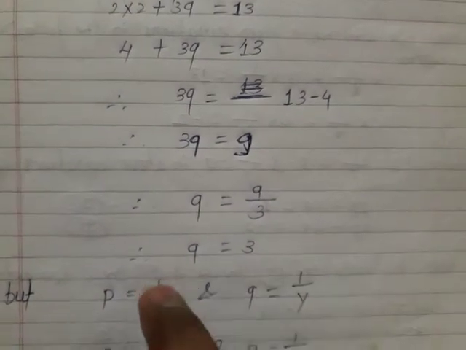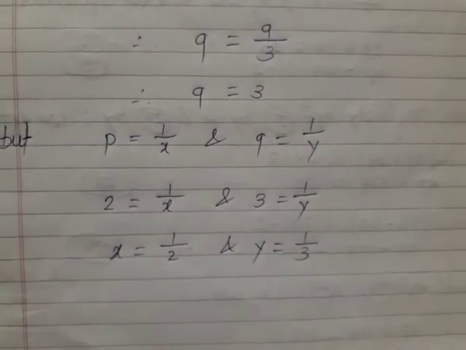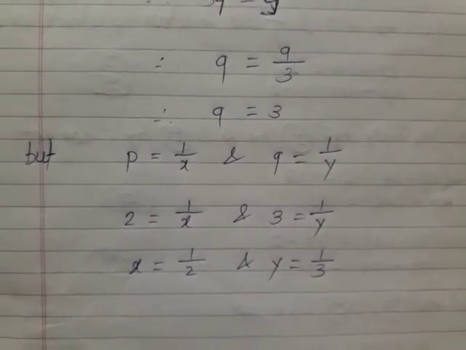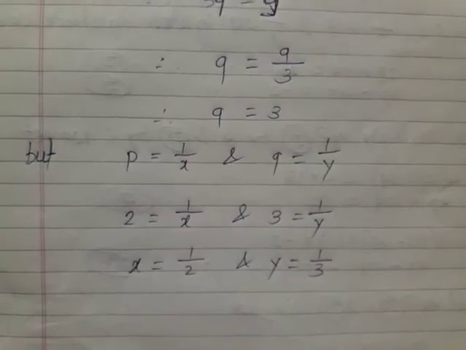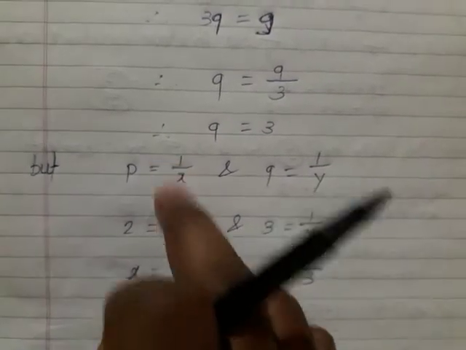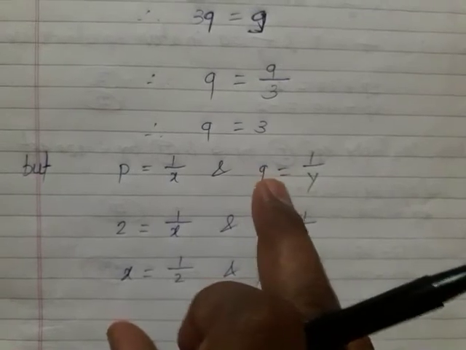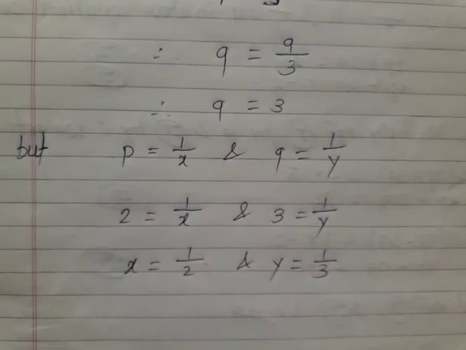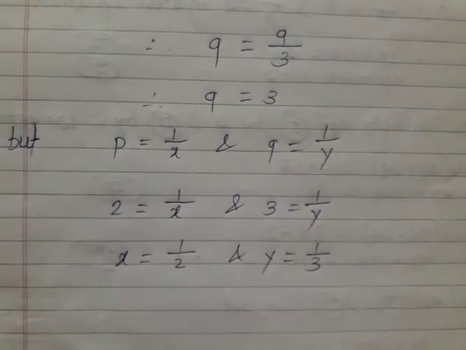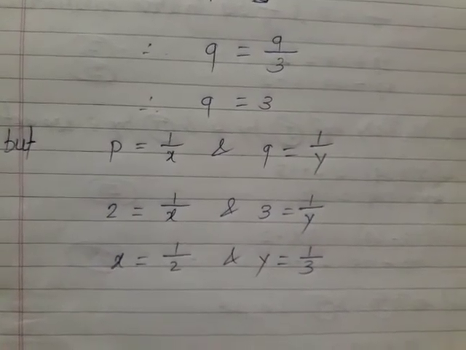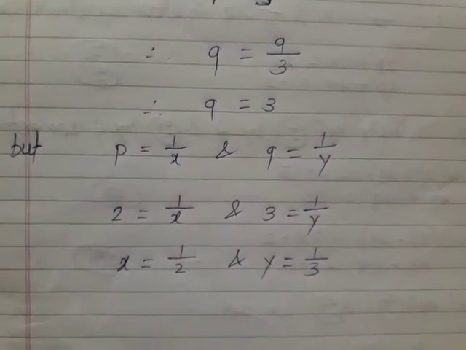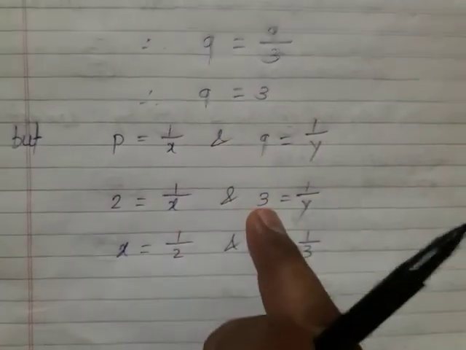Now look here, we have to change it. Sometimes students get the values of p and q and keep them as they are, but that is not the final answer. Instead of 1 by x we took p, and instead of 1 by y we took q. Now we have to reverse it again. Instead of p we write 2 because the value of p is 2, so 2 is equal to 1 by x, and q is 3, so 3 is equal to 1 by y.